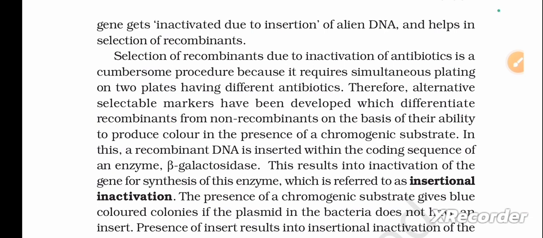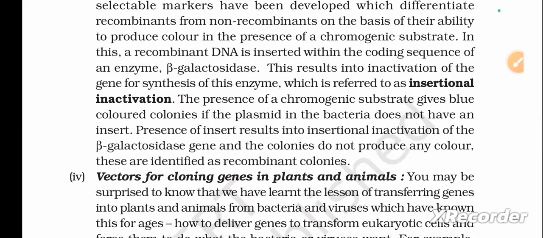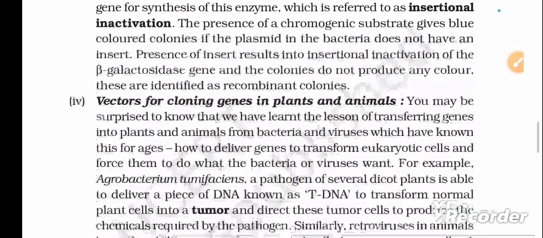In this, a recombinant DNA is inserted within the coding sequence of an enzyme, beta-galactosidase. This results in inactivation of the gene for synthesis of this enzyme, which is referred to as insertional inactivation. The presence of a chromogenic substrate gives blue-colored colonies if the plasmid in the bacteria does not have an insert. Presence of insert results in insertional inactivation of the beta-galactosidase gene and the colonies do not produce any color. These are identified as recombinant colonies.